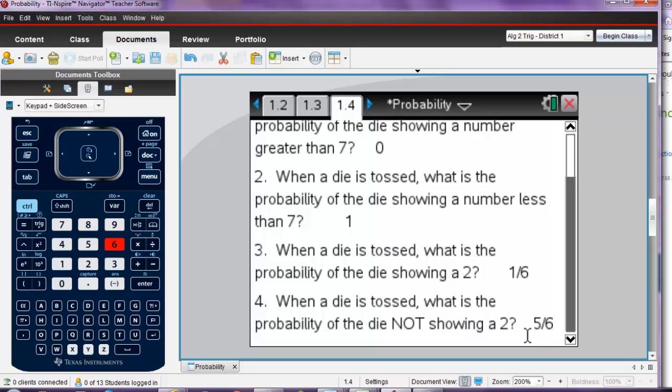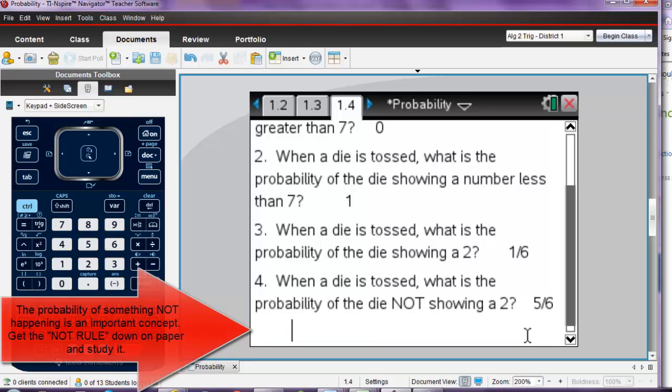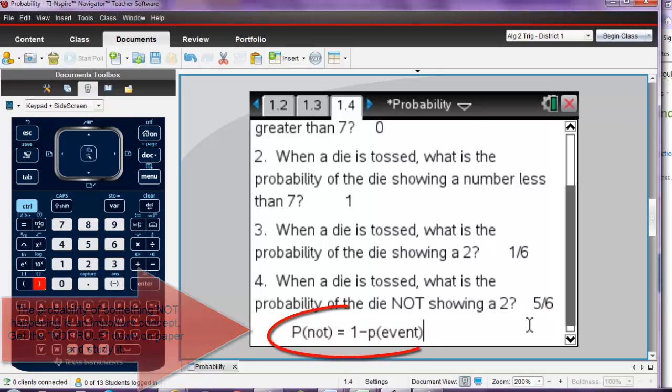One thing to come from this problem is you need to know the not rule for probability. You'll see why in the next few days we use it a lot. So the probability of an event not happening is equal to 1 minus the probability of that event happening. So if I did 1 minus 1/6 for the probability of a die showing a 2, I get 5/6. So the probability of something not happening is 1 minus the probability of something happening.